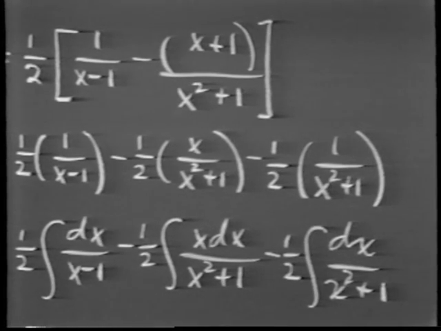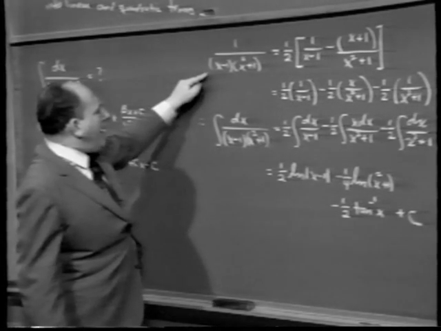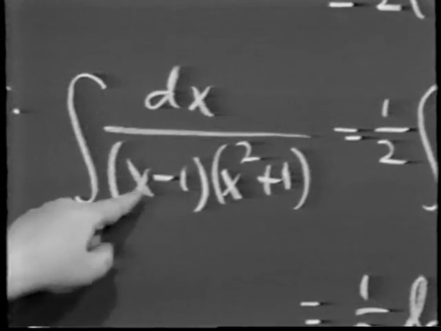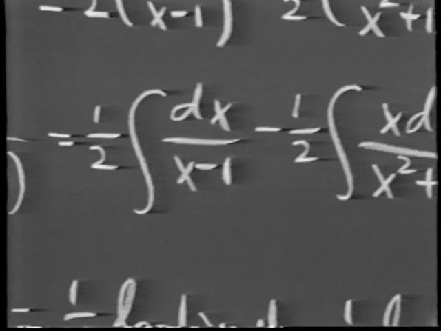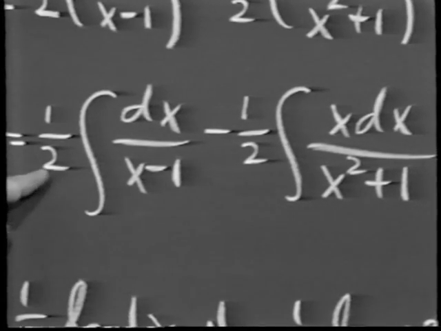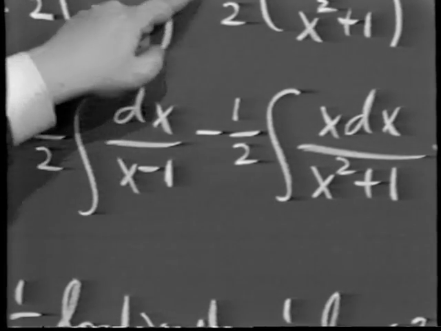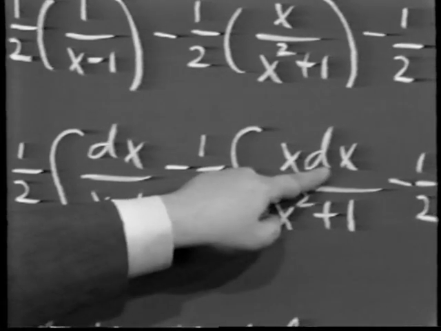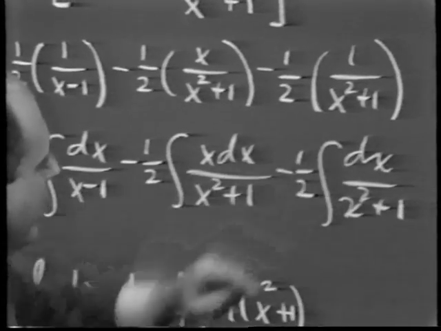Now, the key is this. I didn't really want this. What I wanted was what? This was to be my integrand. What I wanted was to integrate this with respect to x. Well, given this identity over here, the integral of dx over x minus 1 times x squared plus 1, recalling that the integral of a sum is a sum of the integrals, can now be written as what? It's 1/2 integral dx over x minus 1 minus 1/2 integral x over x squared plus 1 times dx minus 1/2 integral 1 over x squared plus 1 times dx.